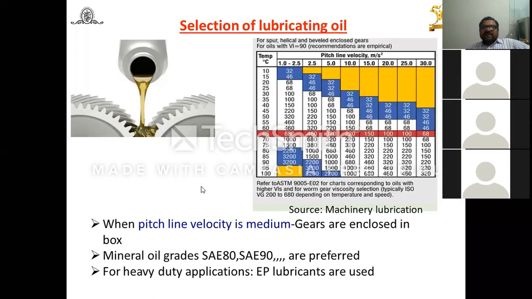Then again, an important thing: mineral oil grades. If the pitch line velocity is medium, 10 to 15, then SAE 80 or SAE 90 are preferred. For heavy duty applications, you have to go for a mineral oil with additives, that is EP lubricants. These are the guidelines. Based on the pitch line velocity, you can easily select SAE 80 or 90 grade oil. And where are you going to take the pitch line velocity? For a high speed shaft, where you will get the pitch line velocity, you can consider it. Accordingly, you can decide whether it's medium, high or low, and select the grade.